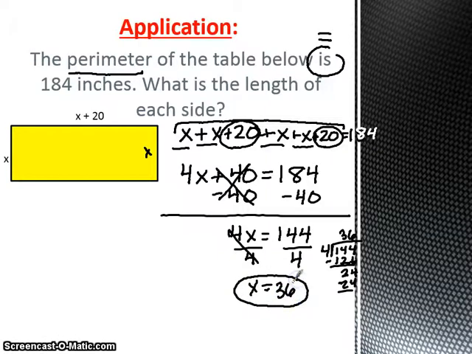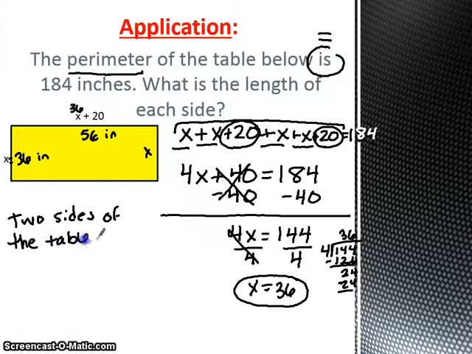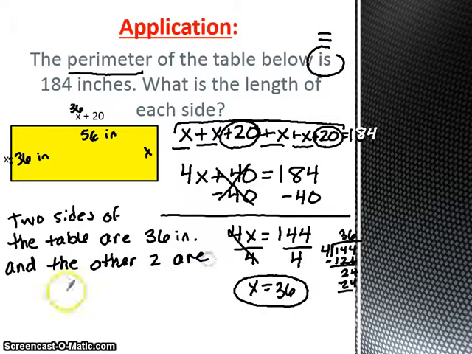Now this does not answer our question. It said what is the length of each side? We now know that x is 36. So this side is 36 plus 20, or 56 inches. So if we restate our answer, two sides of the table are 36 inches, and the other two are 56 inches.